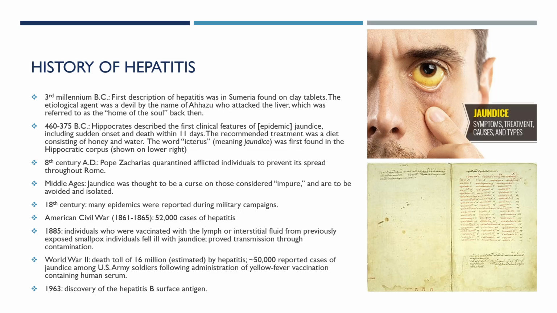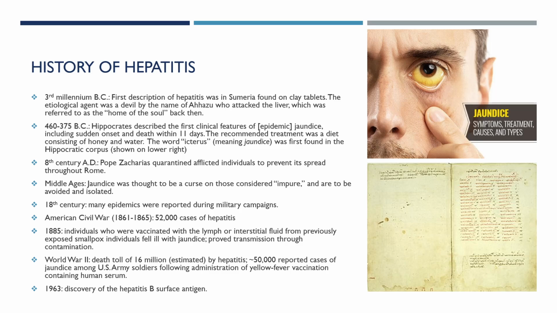The word icterus, meaning jaundice, was first found in the Hippocratic corpus, shown on the lower right over here. This is a collection of texts and research during the time of Hippocrates in no particular order, lectures included. In the 8th century AD, Pope Zacharias quarantined afflicted individuals to prevent its spread throughout Rome. In the Middle Ages, jaundice was thought to be a curse on those considered impure, who were to be avoided and isolated. In the 18th century, many epidemics were reported during military campaigns.